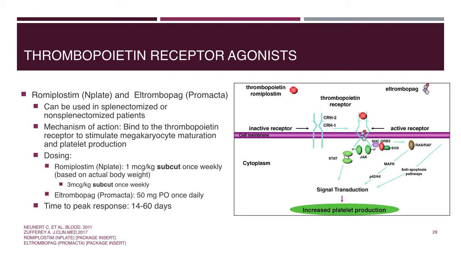As you can see, Nplate is 1 microgram per kilogram subcutaneously, and higher dosing of Nplate has been used for severe treatment of immune thrombocytopenia at the 3 microgram per kilogram subcutaneous doses, and it's been shown to be safe and effective in these patients with steroid-resistant or treatment-refractory ITP before splenectomy for quicker responses. Promacta dosing in ITP is 50 milligrams orally once daily.